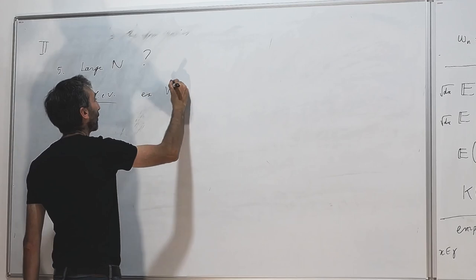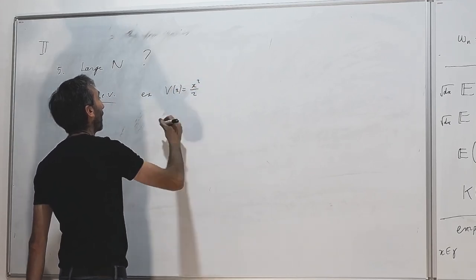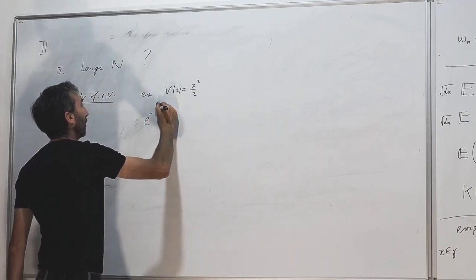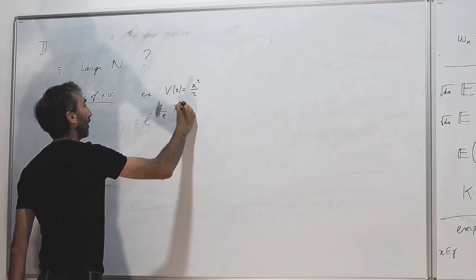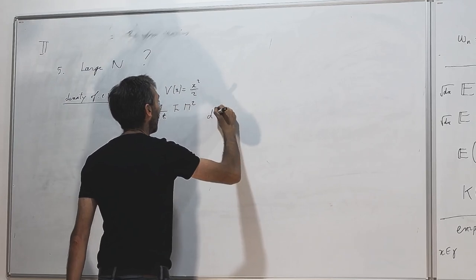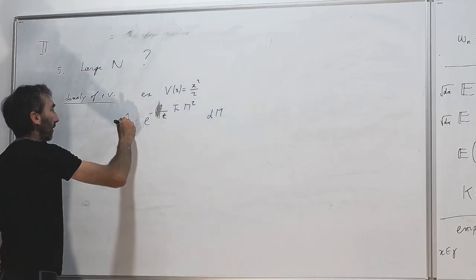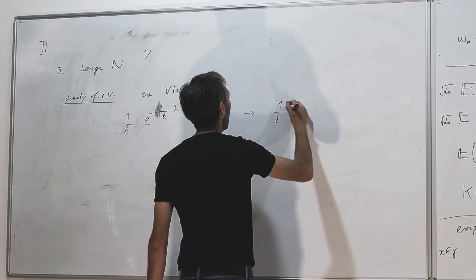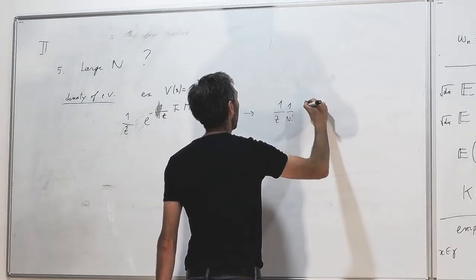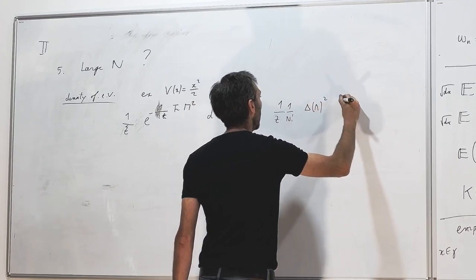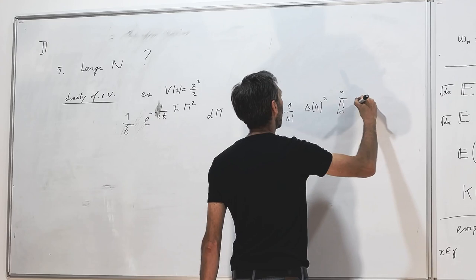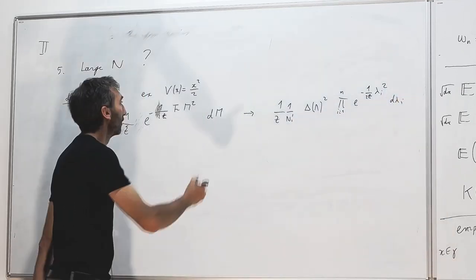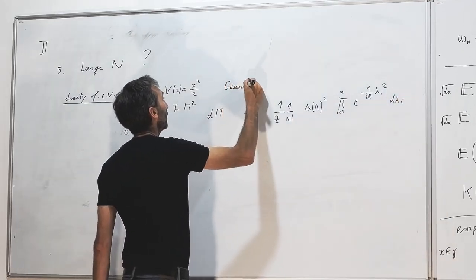Take the example where V of x equals x squared over 2. So our measure is exponential of minus 1 over 2 h bar trace of M squared dM, over Z. Okay, this is our measure, which in terms of eigenvalues gives 1 over Z, 1 over n factorial, Vandermonde of lambda squared, product i equals 1 to n of e to the minus 1 over 2 h bar lambda i squared d lambda i. This is called the Gaussian measure.